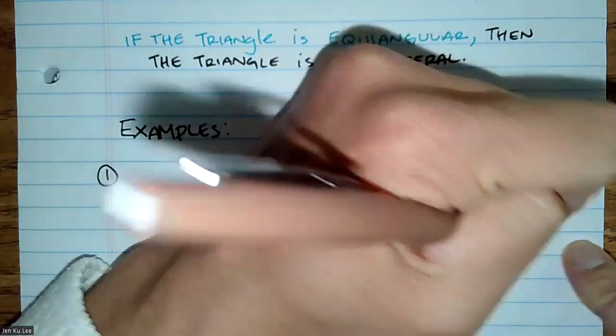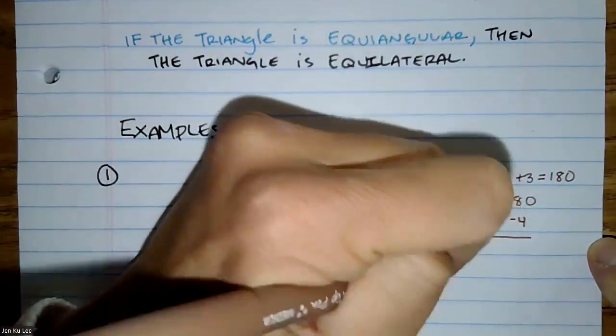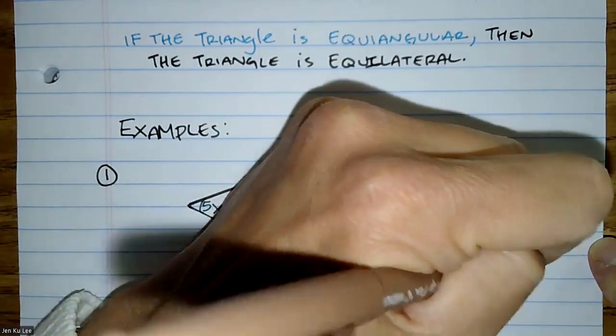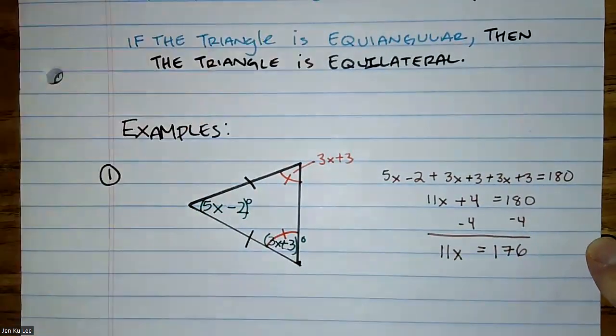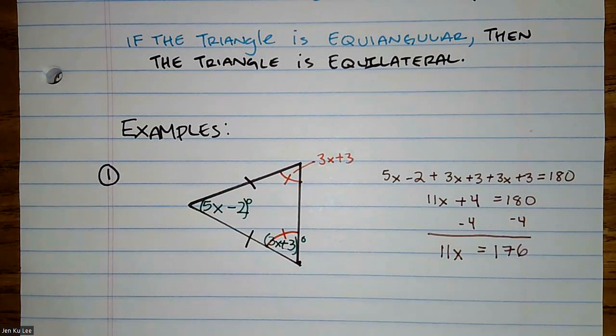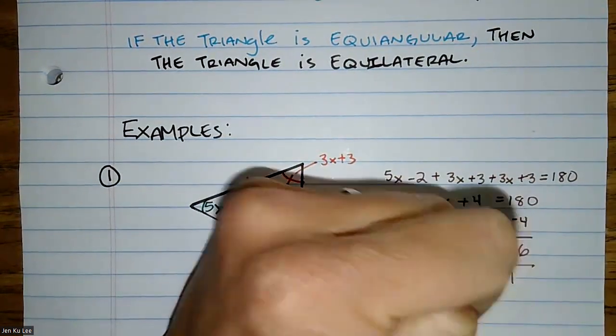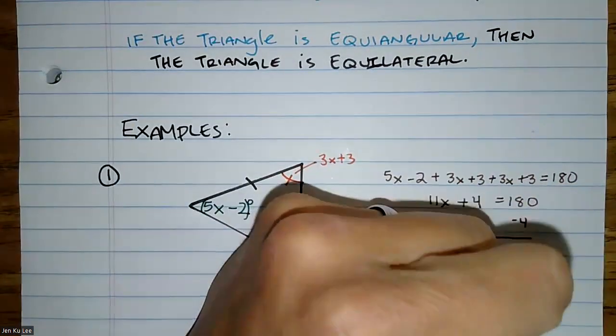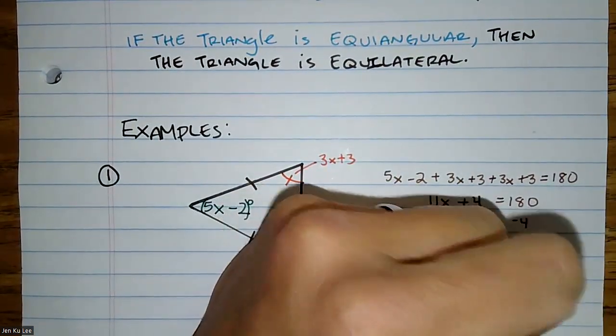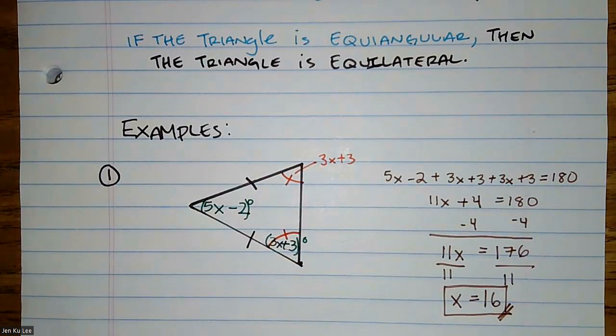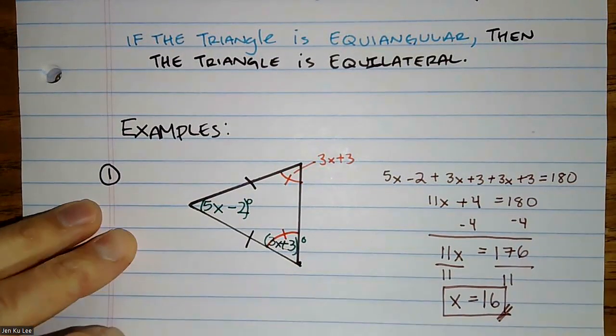Subtract 4 on both sides. You're left with 11x equals 176. Okay, 176 divided by 11. So x is going to equal 16. That's perfect timing for my Apple Watch, if you guys heard that ding. Okay, so that's the first example.